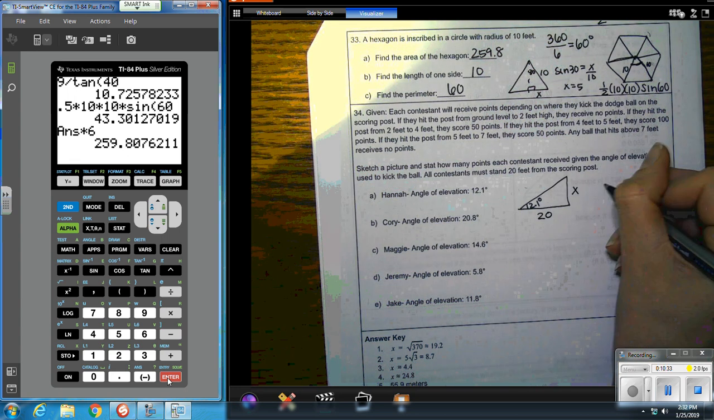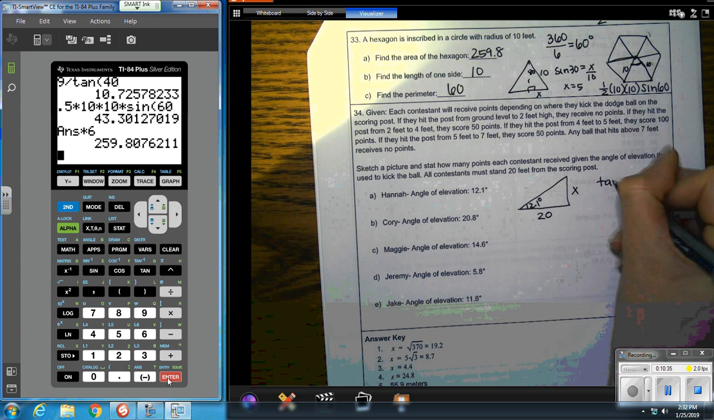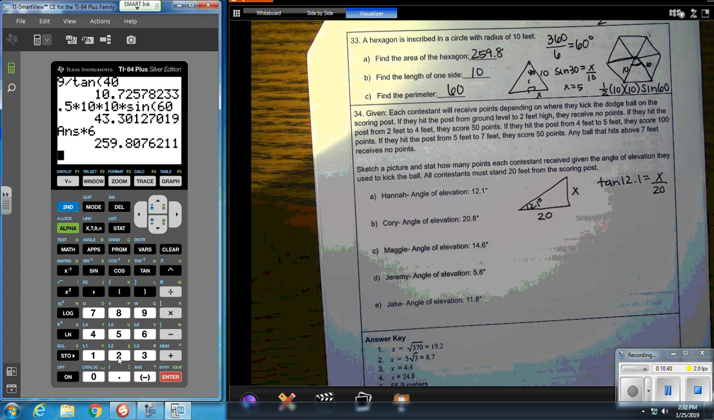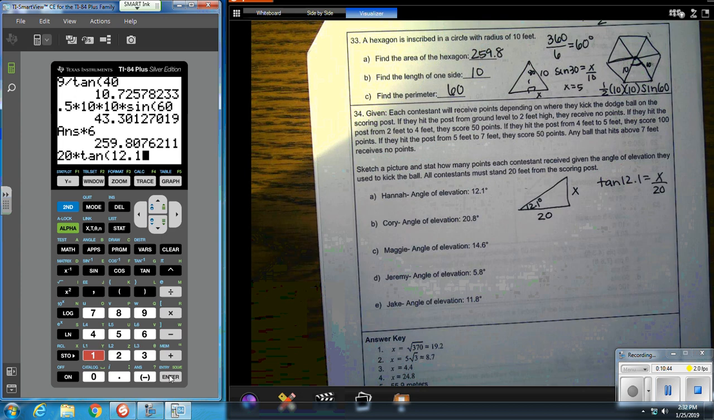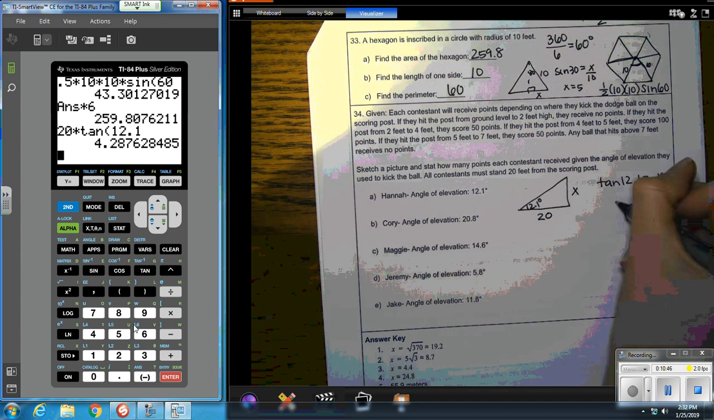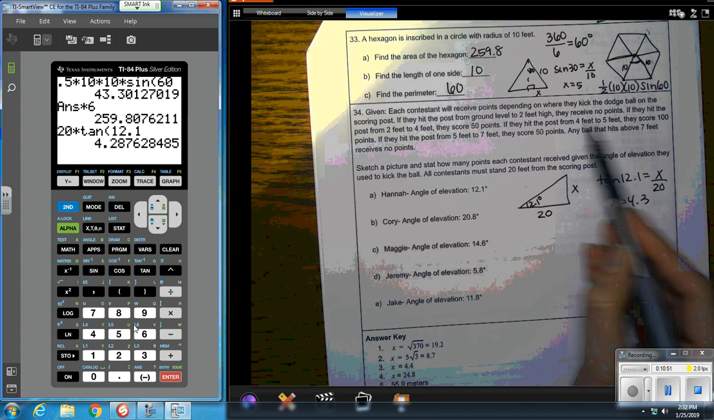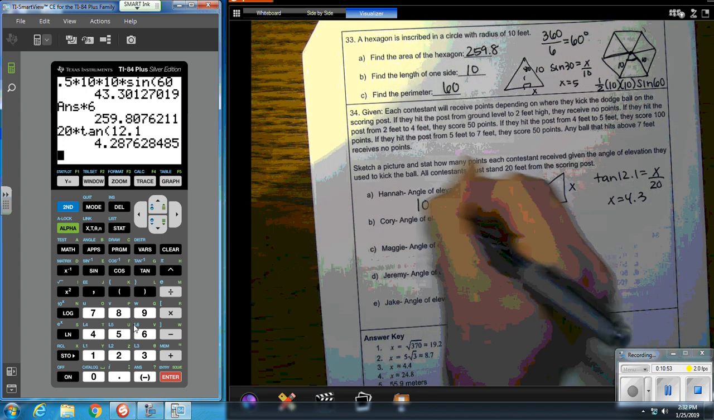When you solve this, so I'm going to do tangent of 12.1 equals x over 20. I can solve that. It's going to tell me that the ball will be 4.3 feet in the air. So she'll be between this 4 and 5, which means she'll score 100 points.